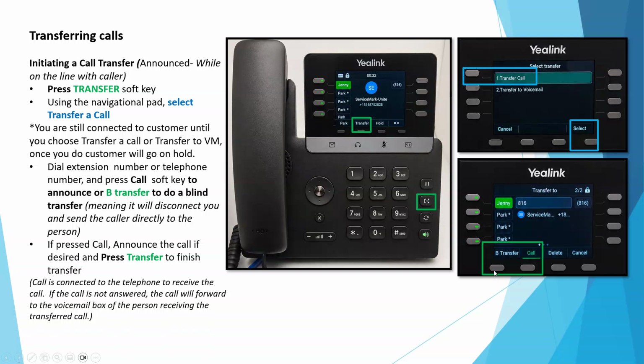Now I can either do, again, a blind transfer or I can do a call. So if I want to send that directly to the person, I can choose blind. If I want to call them first, I can hit call, but I'm going to type in the extension number or the phone number of the person. And then, obviously I choose which one I want to do for that. If you choose to call them, after you've announced the call and you're ready to send it, just hit transfer a second time and that will complete the transfer. If you choose blind, again, that's going to disconnect you and send the caller straight there. If they don't answer, obviously it goes to their voicemail.